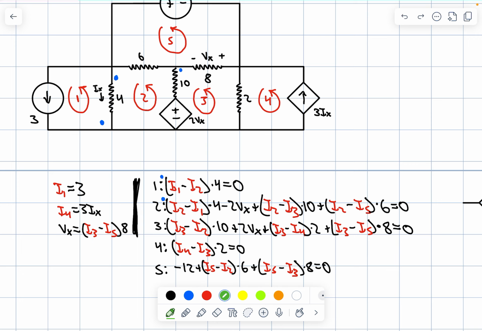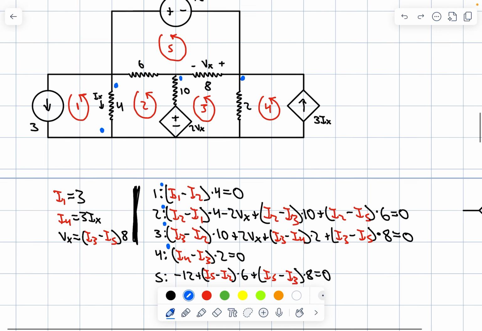But let's go to the 4th loop for now. I3 I started here. I4, we're going to start right here. And that's I4 going the right direction, I3 going the wrong direction through the 2 ohm resistor. And then there's no voltage associated here. So this one component has to equal 0.